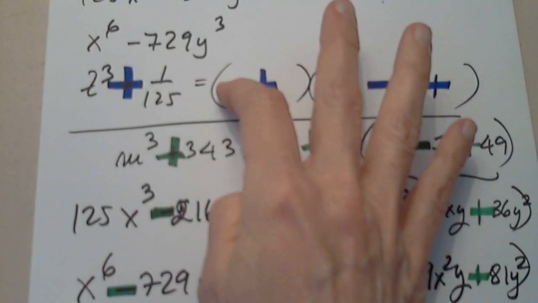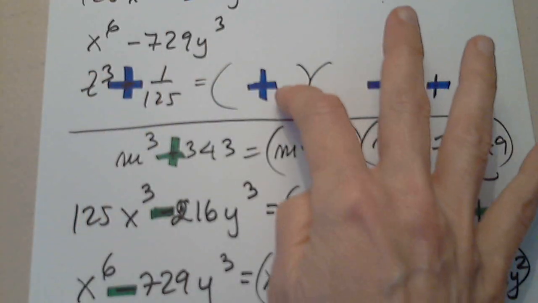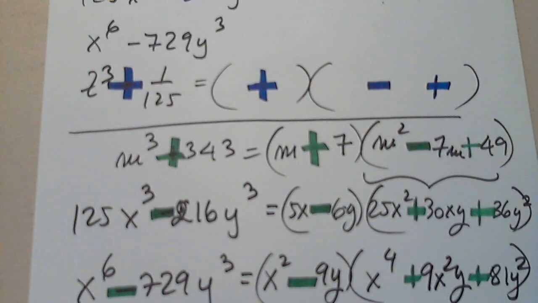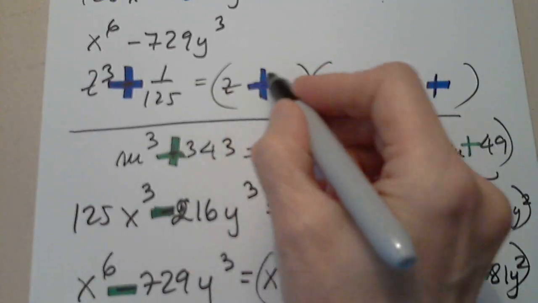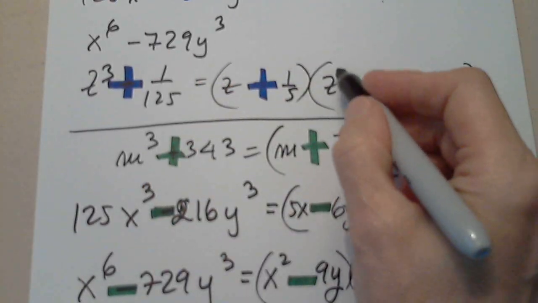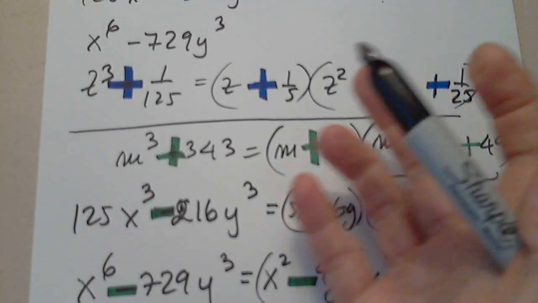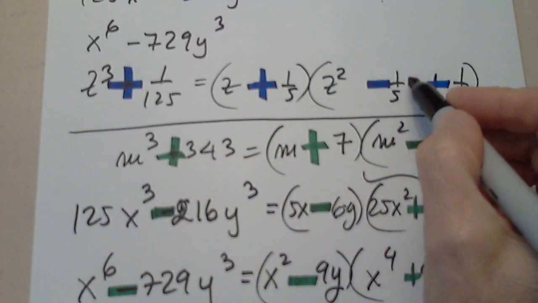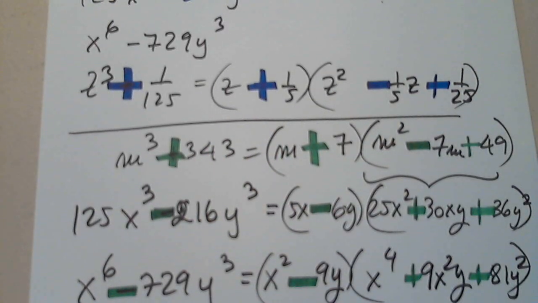So what do I cube to get z cubed, and what do I cube to get 1 over 125? Z and 1/5. The trinomial is a piece of cake. I square the first term. I square the last term, and I just multiply the two terms, and it's done.